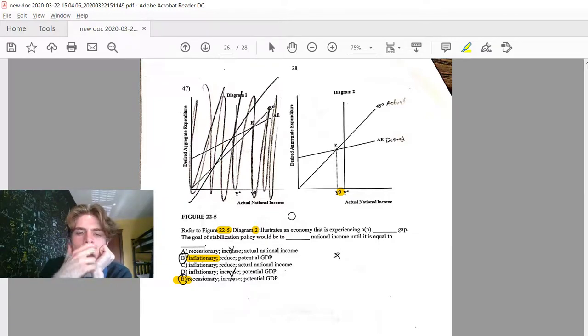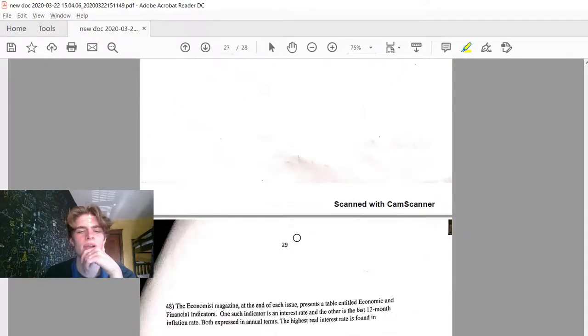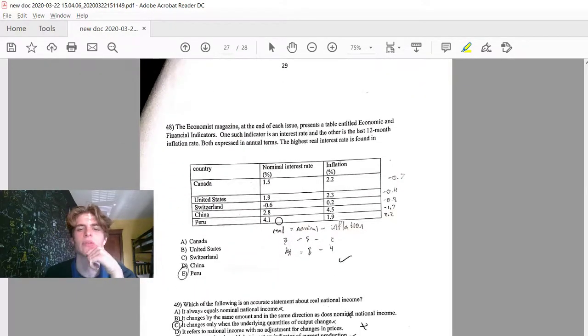Right now, our income, the goal of the stabilization policy would be to increase national income until it was equal to potential GDP. So, I think we're at this point, and then we want to go to this point at potential, but at that point they're not equal. I don't like this one either. Someone can tell me this one. That'd be helpful. I don't know what that one is. That one's throwing me off.